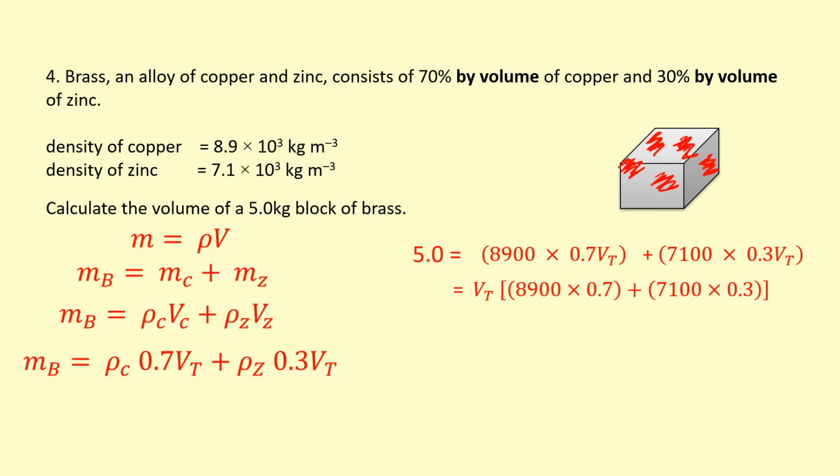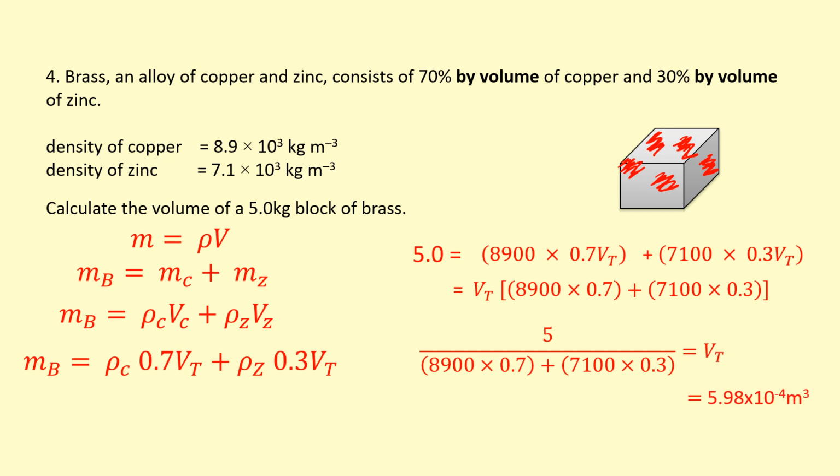So I can divide both sides by the expression that's inside the bracket there. So I get 5 divided by the whole term inside the bracket. That gives me the total volume at 5.98 times 10 to minus 4 meters cubed.